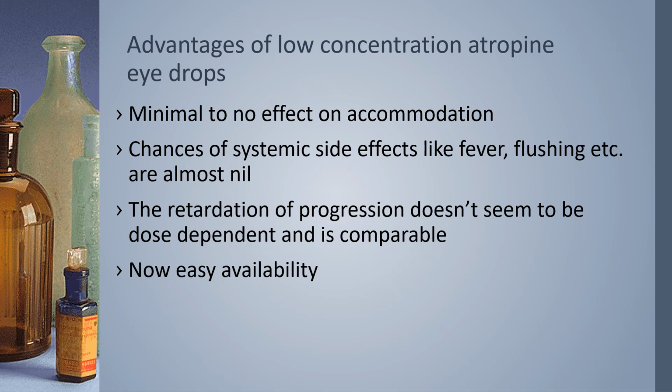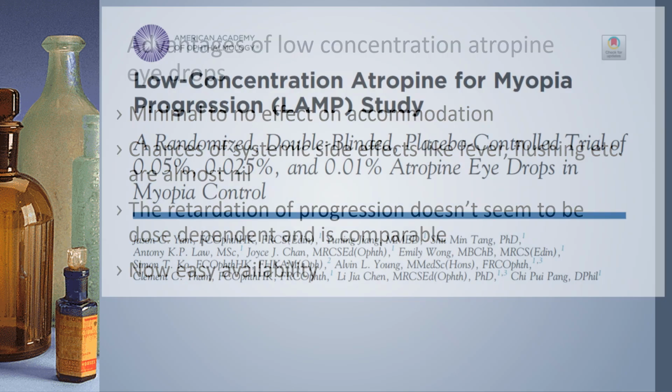So what came out of this was that there was absolutely minimal or no effect on accommodation of low concentration atropine. Chances of side effects went down. The retardation of progression doesn't seem to be dose dependent and is comparable. So what they are trying to say is that yes, with higher concentration it does make a difference, but the difference is not really significant, and it is now easily available in our country.